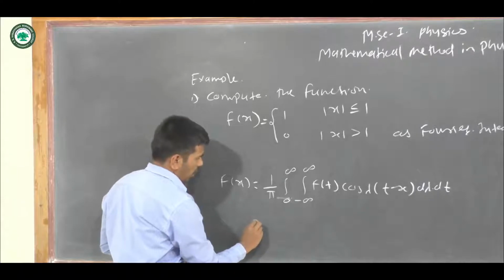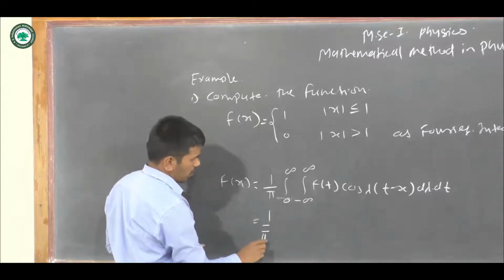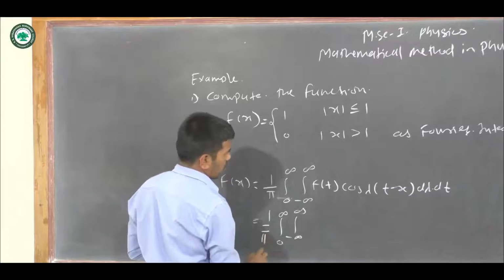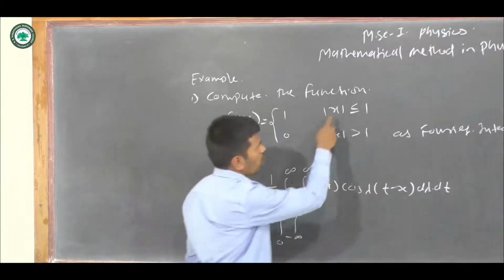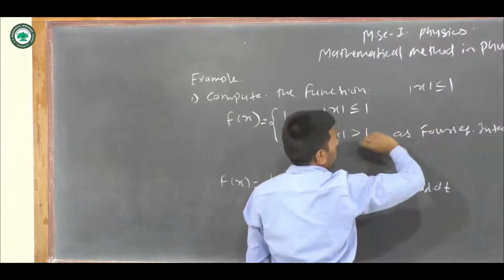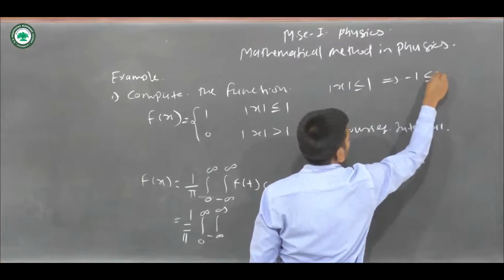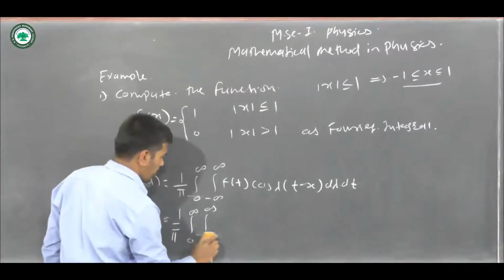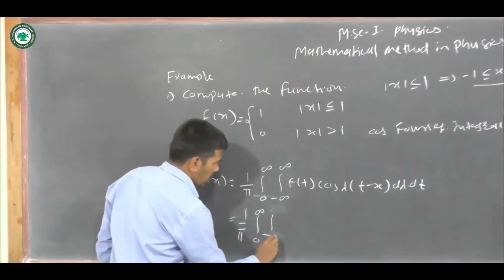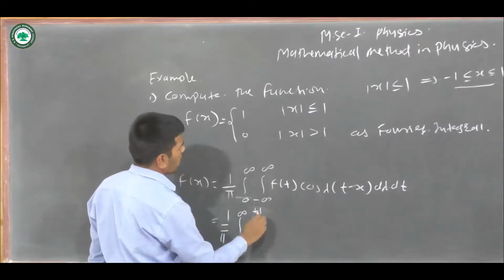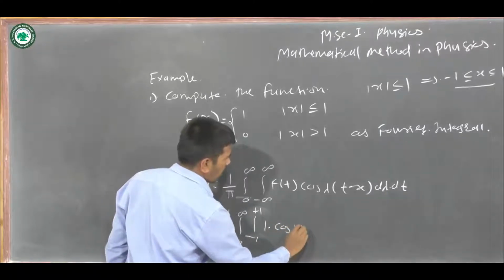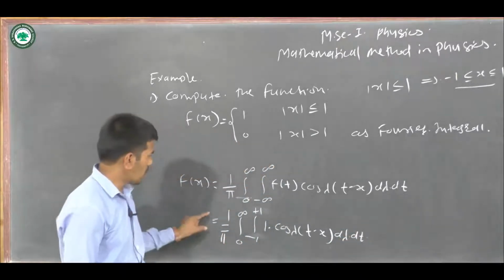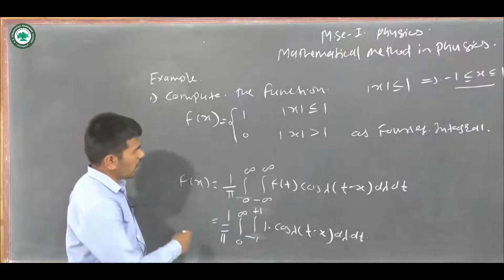So here f of t is equal to 1, so 1 over pi integration from 0 to infinity and again integration from minus to plus infinity. So this minus to plus infinity we can write mod t less than or equal to 1, it implies minus 1 to plus 1, okay, and for f of t it is 1 into cos lambda into t minus x, d lambda into dt.